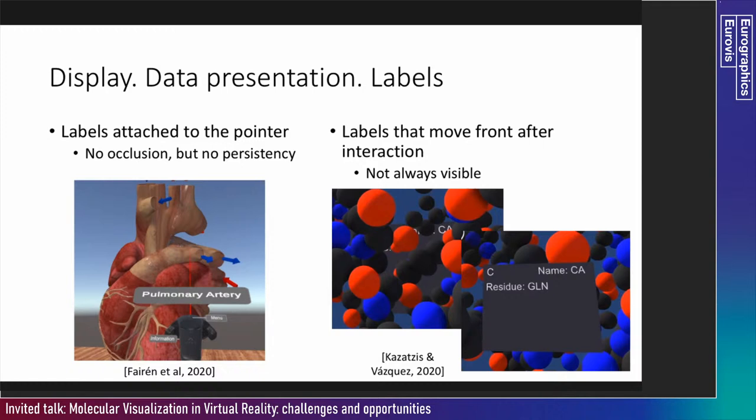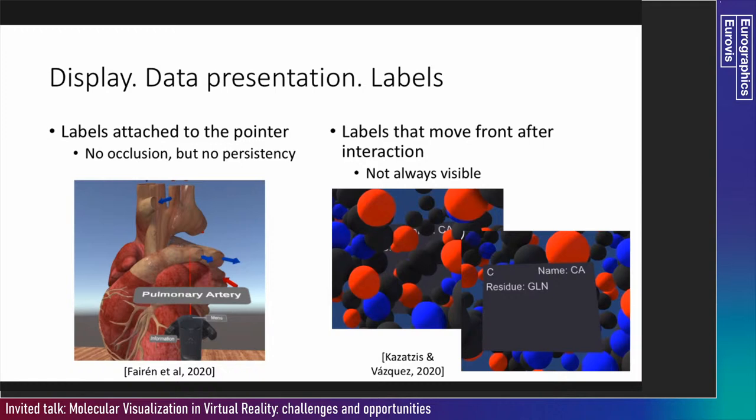There are other possibilities we've been playing with, such as, for instance, making the labels only move to the front after the user has interacted with the object. This partially solves the occlusion problem, in the sense that they might become occluded by the geometry. But of course, when they move to the front, they will occlude geometry. And if we need to interact according to the information in the labels, this strategy would not be useful.